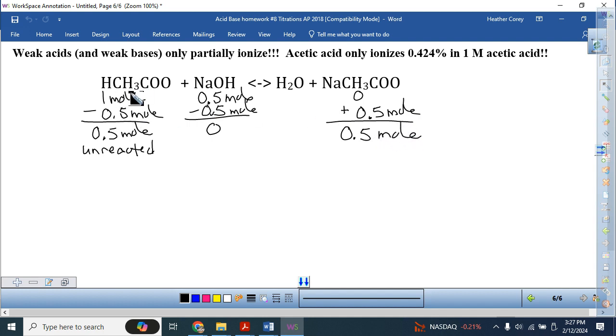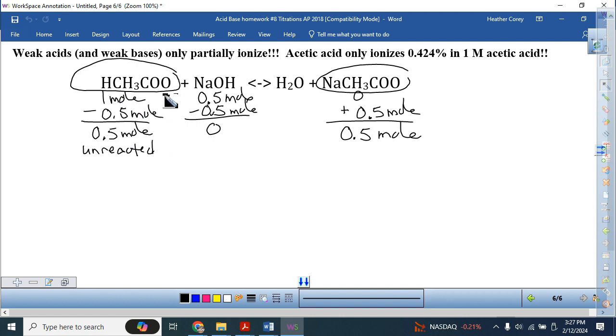Okay, so at halfway to the equivalence point, we have this weak acid and its conjugate base. So we have a buffer. As soon as we start adding this NaOH, this is an induced buffer. As soon as we add the NaOH, we have some of this conjugate forming. And as long as you have some of this weak acid left over, we have a buffer present.